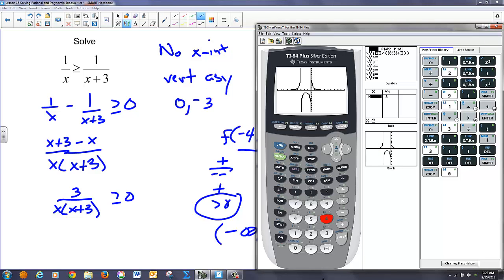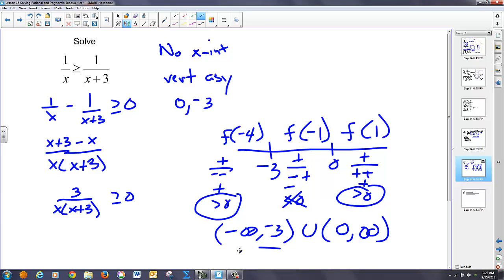And you'll see in the graph that up until -3, where I have my asymptote, it appears to be above the axis. And then from 0 over, it's above the axis again. So once again, without graphing, we've found our inequality's answer.